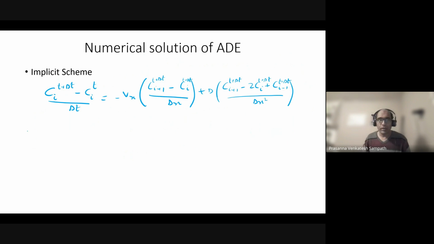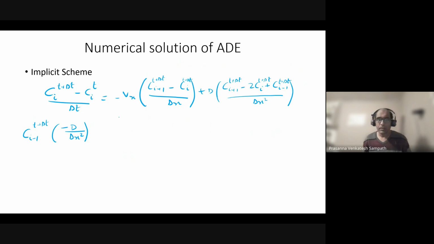I want to collect all the terms Ci minus 1 at t plus delta t. How many terms have Ci minus 1? There is only one term. This term over here, Ci minus 1 at t plus delta t, has got a coefficient of d divided by delta x square. So if I bring that over to the left hand side, it will have a coefficient of minus d divided by delta x square. This is the coefficient of Ci minus 1 at time step t plus delta t.